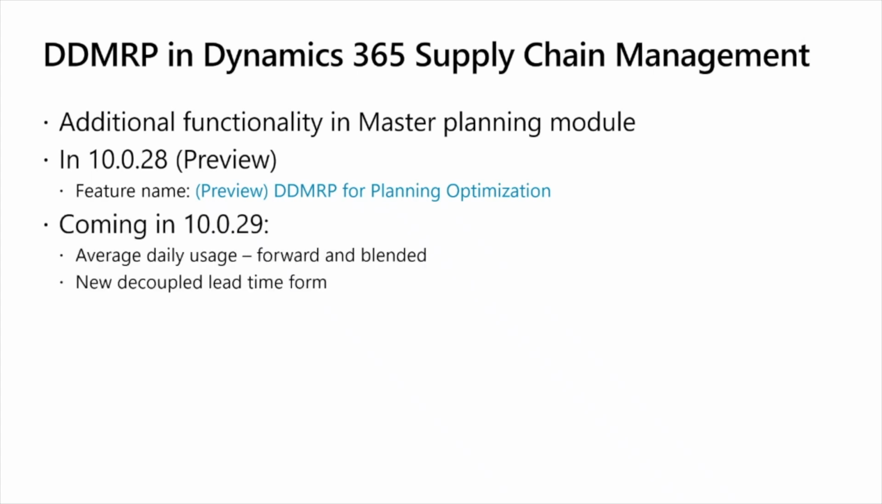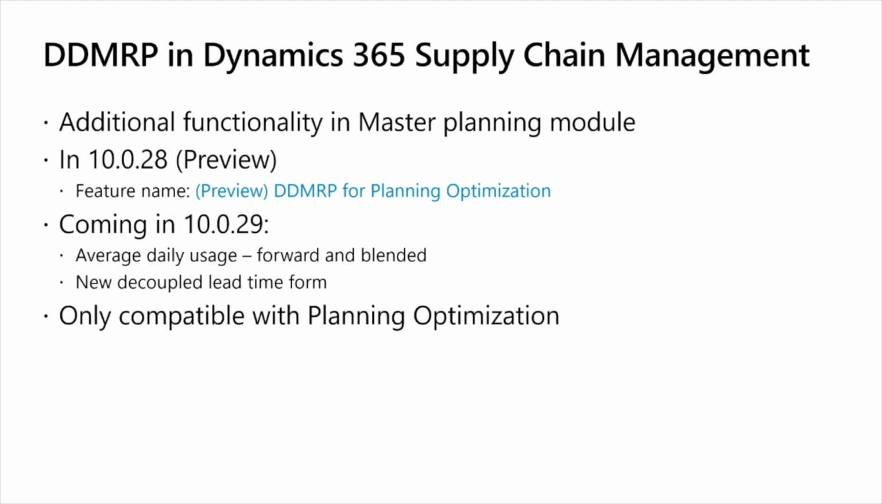There are additional pieces coming in version 29, which will be the average daily usage forward and blended, and a new form for the decoupled lead time. It is also only compatible with the planning optimization service, so it does not work with the classic master planning. And finally, the functionality is included in the base licensing for Dynamics SCM. It does not require any additional cost to use.